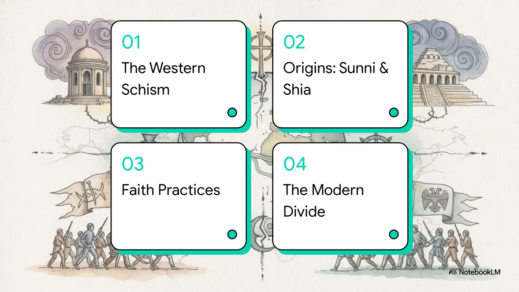Okay, let's dive into our roadmap for today. We'll start by defining what a religious schism actually is. Then we'll look at the Great Western Schism as a historical baseline. After that, we'll explore the origins of the Sunni and Shia divide, check out their different faith practices, and finally look at how this all plays into the modern geopolitical divide.